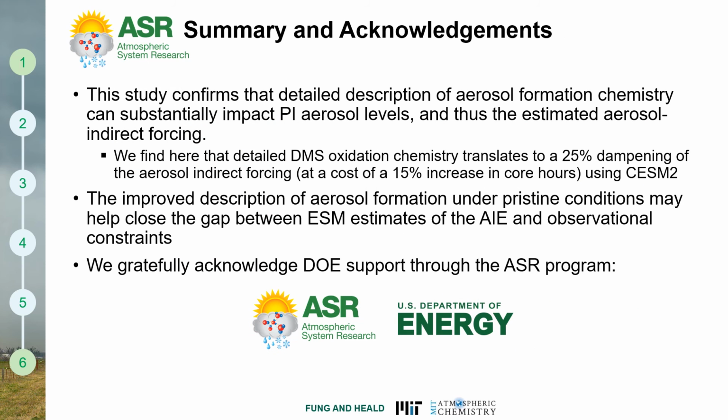So this study confirms that a detailed description of aerosol formation chemistry can substantially impact pre-industrial aerosol levels, and thus the estimated aerosol indirect forcing. We found here that the detailed DMS oxidation chemistry translates to a 25% dampening of the aerosol indirect effect. That comes at a cost of about a 15% increase in core hours using the Wyoming supercomputers. This is in CESM, of course. The improved description of aerosol formation under pristine conditions may therefore very well help close the gap between ESM estimates of the aerosol indirect effect and the observational constraints that were highlighted in the AR5.